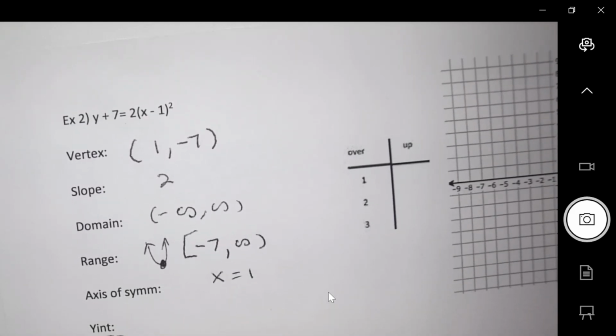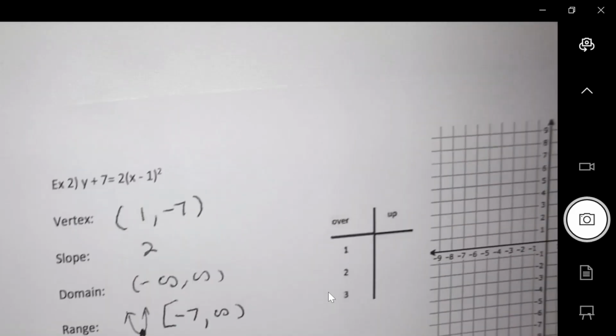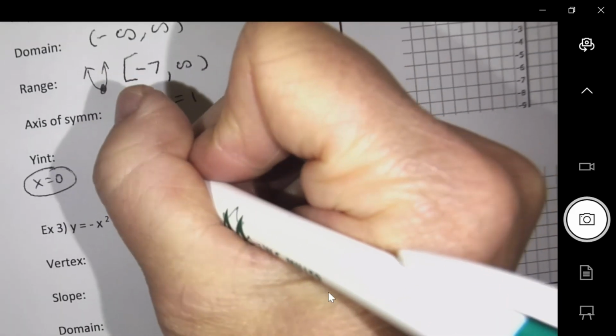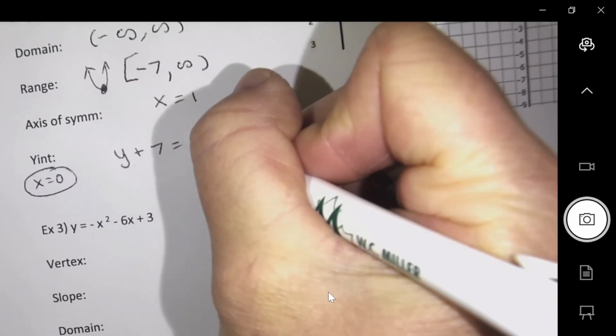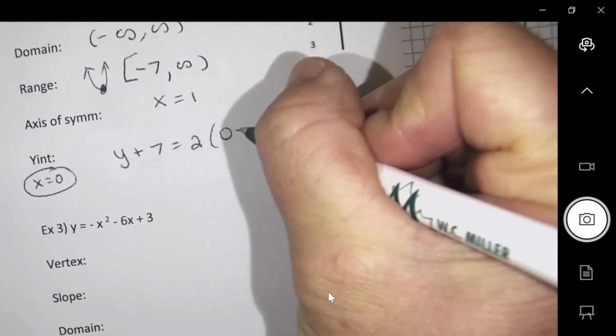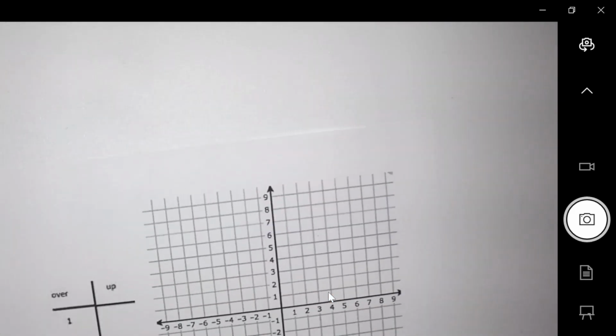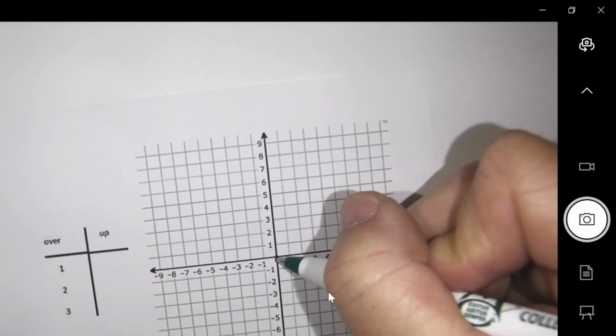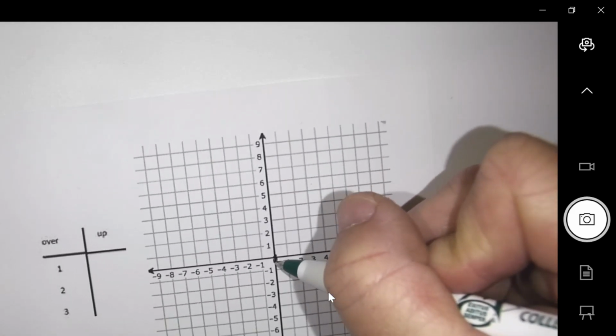Our y-intercept is where x equals 0. That's where the x is 0. So we're going to figure it out. On the y-intercept, your x is always 0 because you're on the y-axis. So what's the x value there? 0.